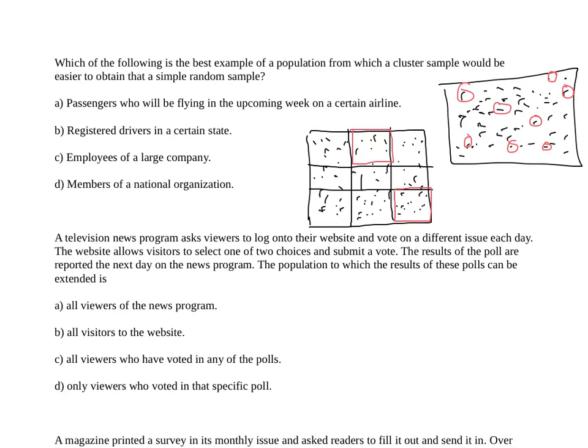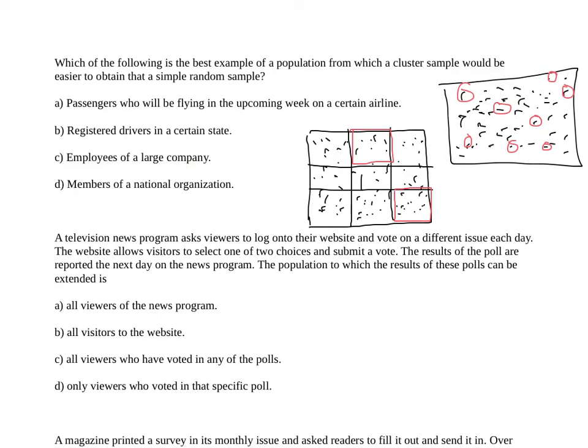So let's apply that to what we see here in this question. We have 4 options. We have passengers who will be flying in the upcoming week on a certain airline. We have registered drivers in a certain state. We have employees of a large company. And we have members of a national organization.